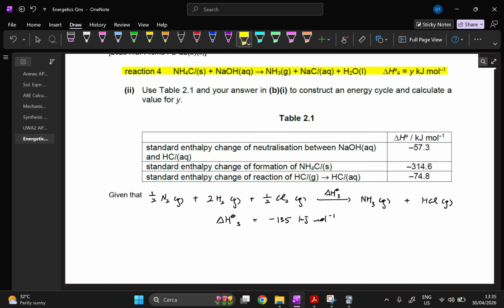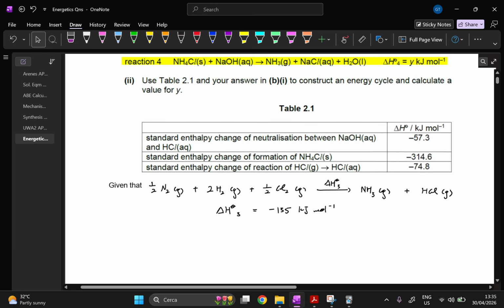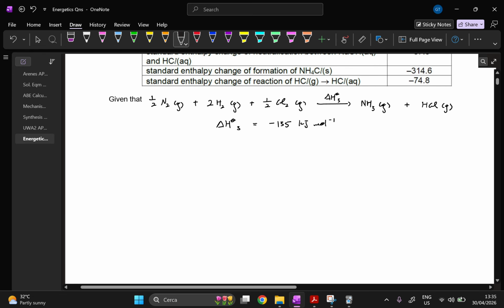Okay, so I'm going to start with this at the top. I'm given NH4Cl. Remember your state symbols at all times in energetics. So don't be lazy to copy your state symbols. And I want to find this standard enthalpy change of reaction.